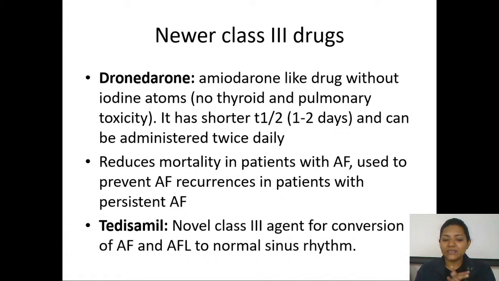Now, another drug is tedisamil. Tedisamil is basically a novel class 3 agent, which is actually under study for conversion of atrial fibrillation, AF, to AFL to normal sinus rhythm. So basically, this drug has a two-step mechanism: first AF to AFL and then to normal sinus rhythm.